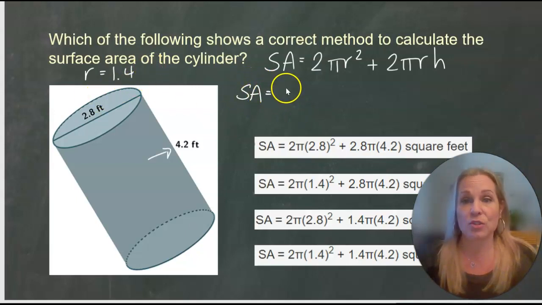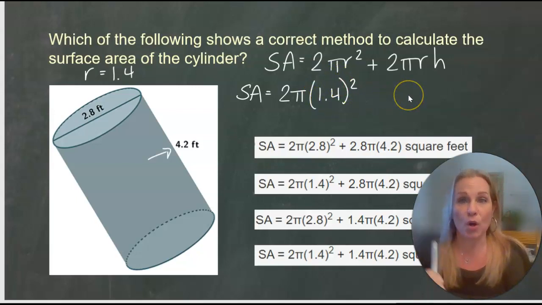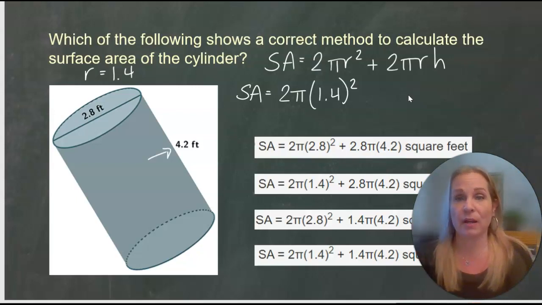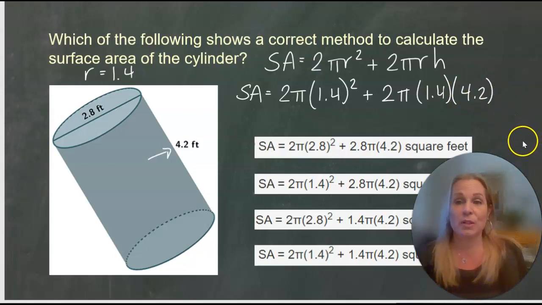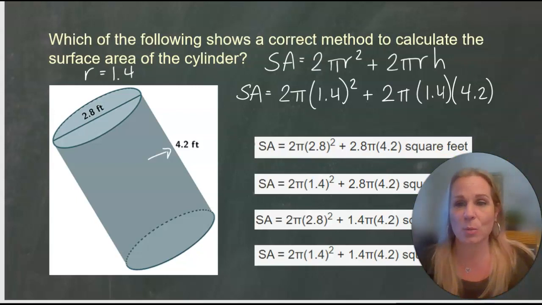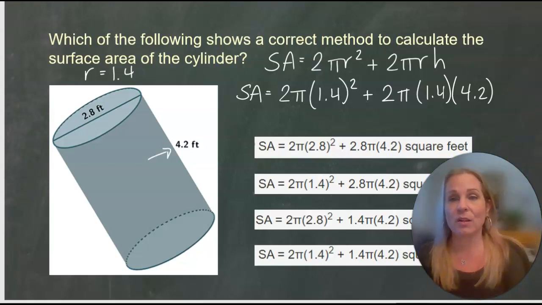All right, so let's put it all in. We're going to have 2 pi, and then we're going to have radius, which is 1.4 to the second, right? Because we do r squared times pi for our circle area. Then we've got the rectangle, so we've got the circumference, which is 2 times pi, times the radius, 1.4 again, times the height, which is 4.2. And they all say square feet, so that's not a concern.